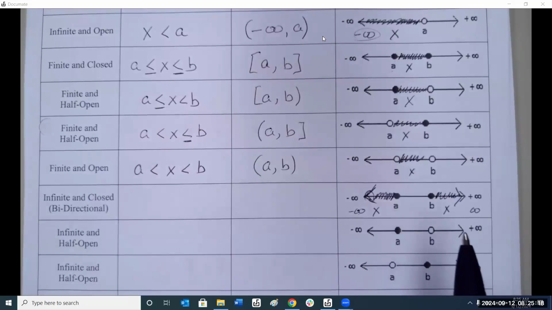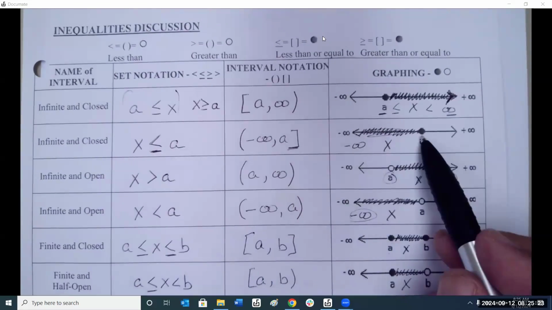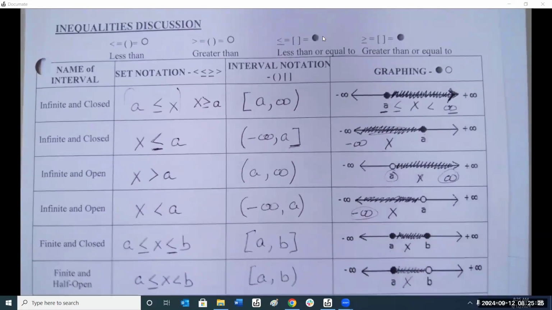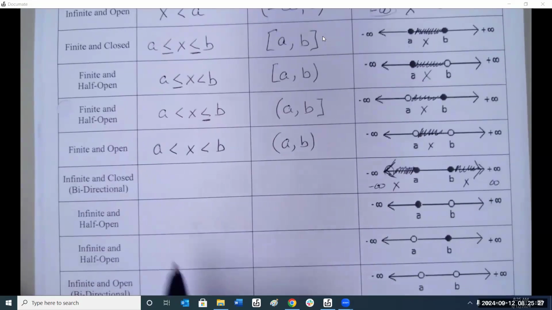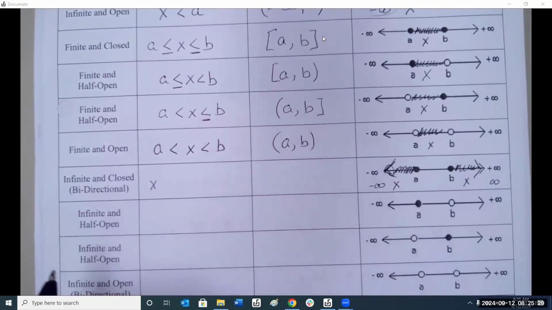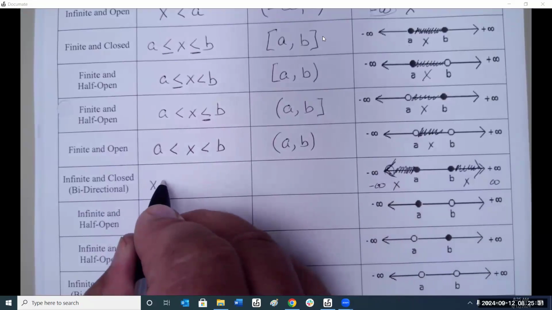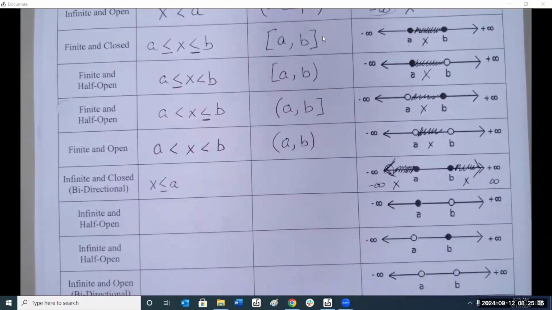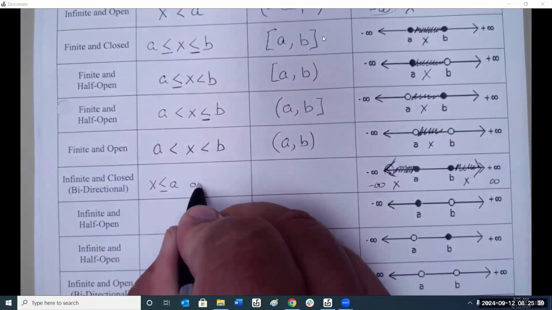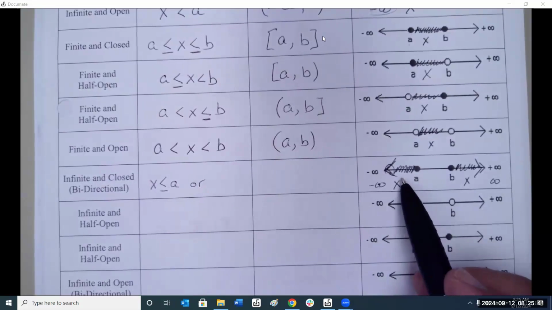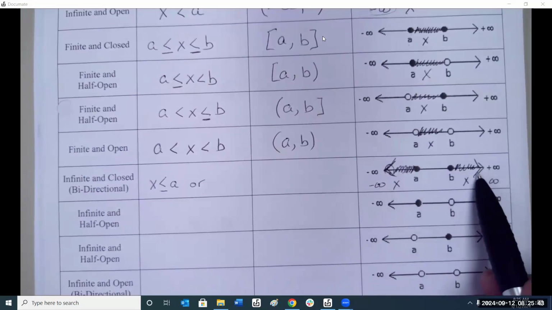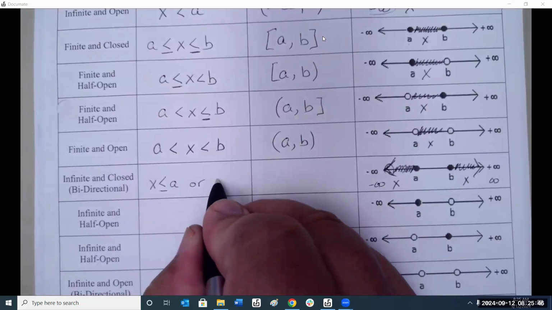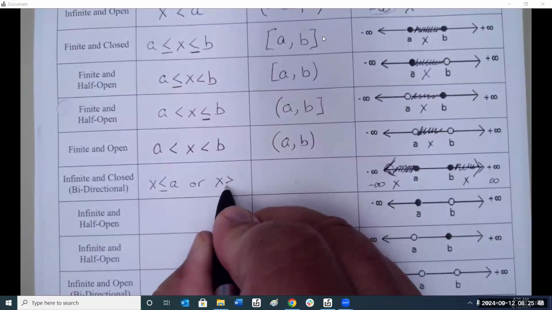Well, yeah, we could do that, but since we're going to infinity, notice how we did it up here? We didn't put negative infinities. x is less than or equal to a. Or, because now if I give you an answer, it could be here or it could be here. So it's an or statement. Or x is greater than or equal to b.